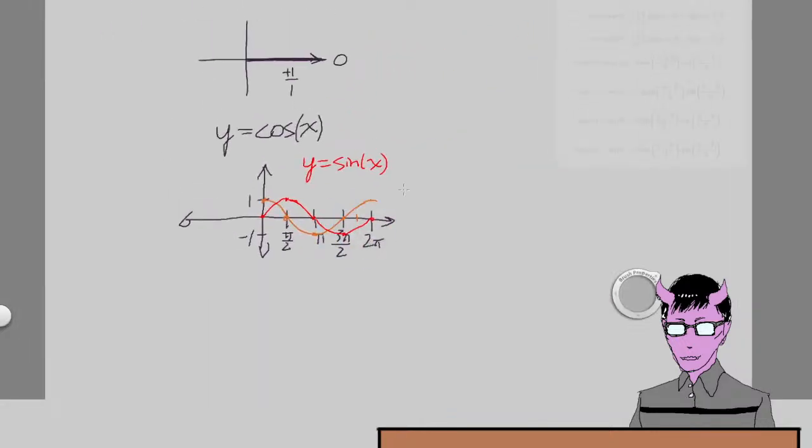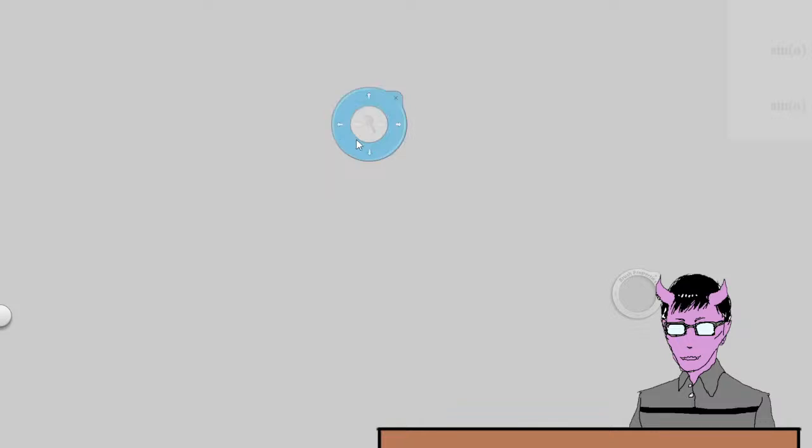And all the prior rules that we've talked about still apply. So we're talking about left-right shifts, up-down shifts, amplitude changes, reflections, they're all the same. Period changes are all the same. So let's get to graphing cosine stuff.